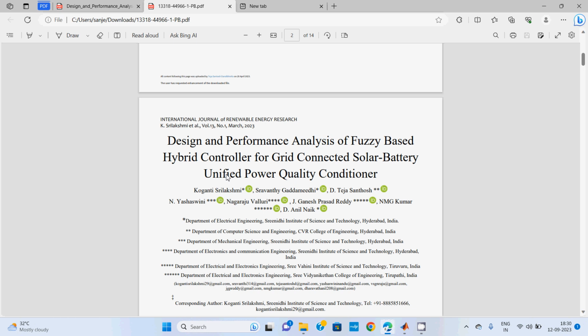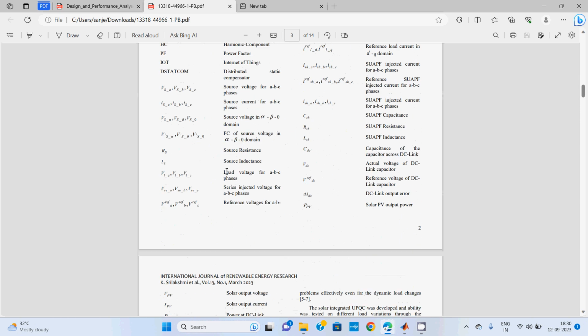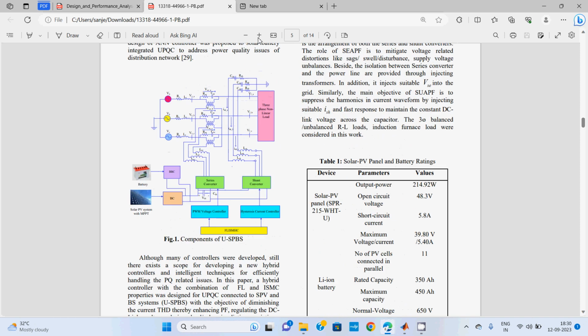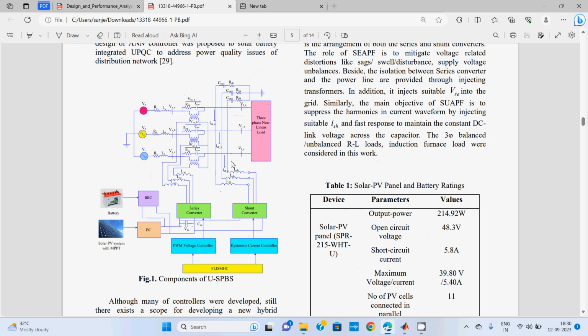So in the proposed model, we are going to discuss the control part and all the design parts. I will tell you. Okay, so this is the grid part, and this one is the non-linear load, a rectifier with RL parameters. Because of this non-linear load, the harmonics will be injected into the grid.